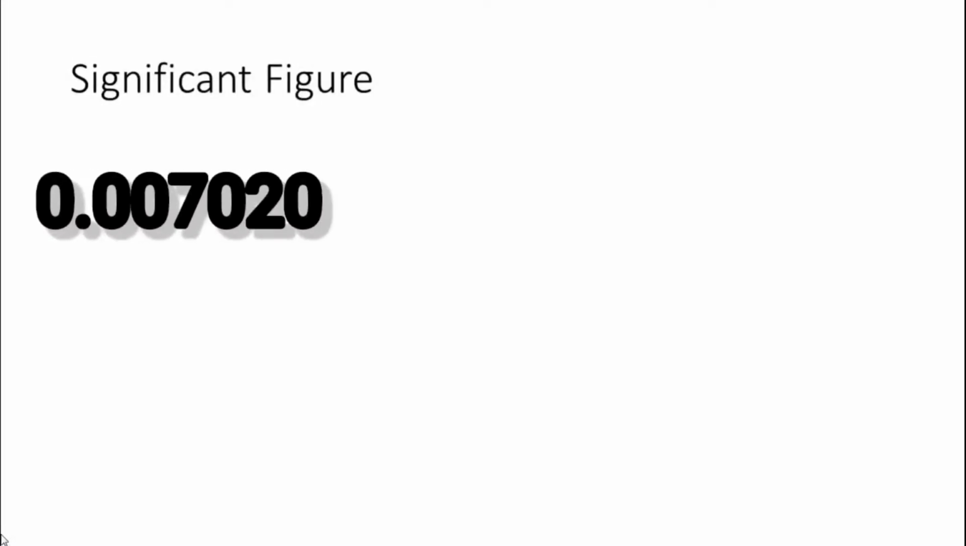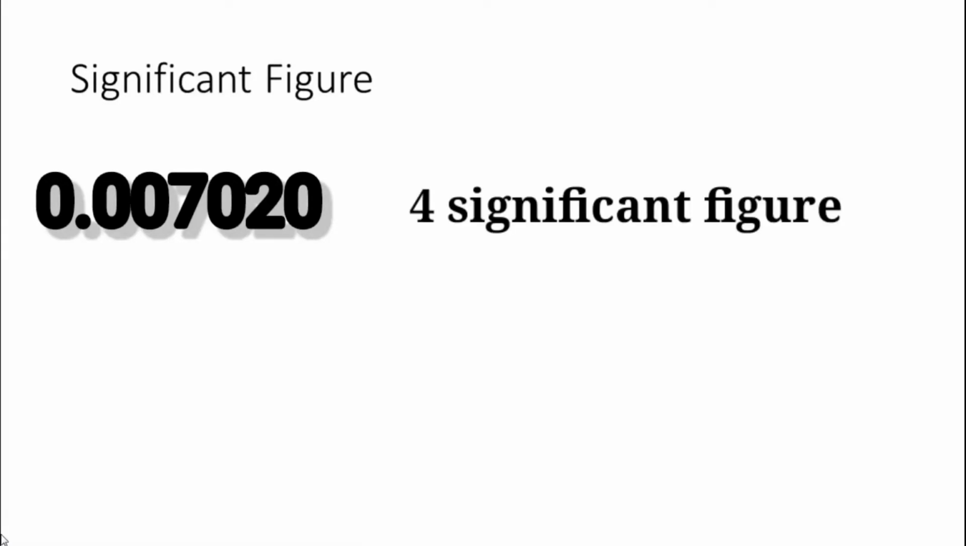Quick quiz for you. How many significant figure in the number 0.007020? The answer is 4 significant figure. The leading 0 is not significant. The zeros in between 7 and 2 are significant. The trailing zero is also significant. So, the total number of significant figure in the number is 4.